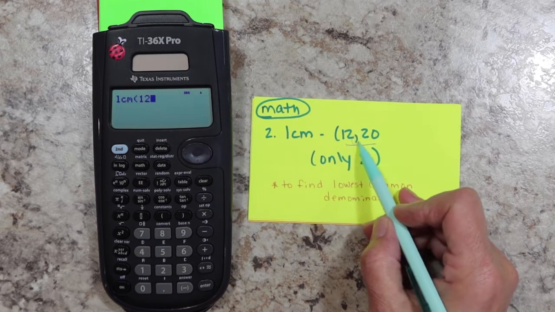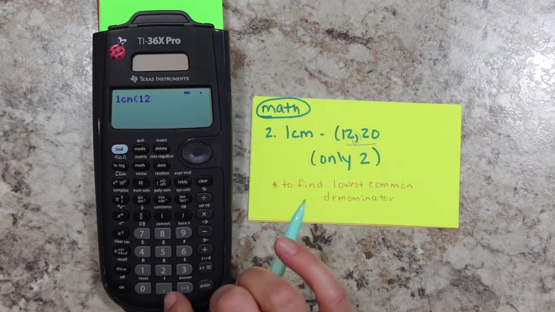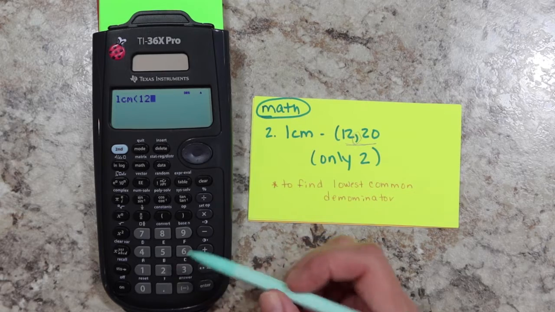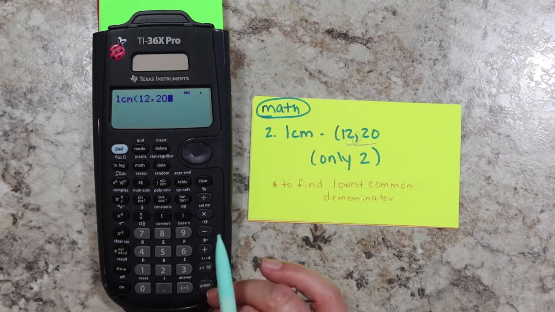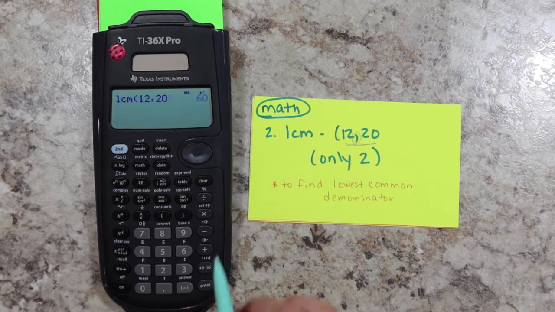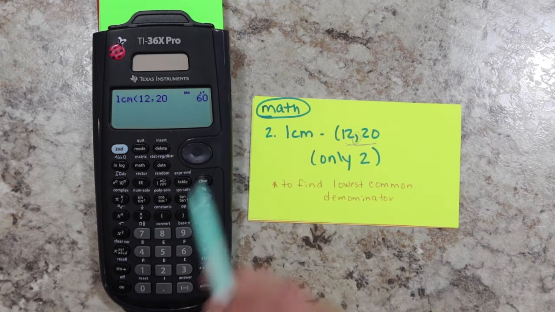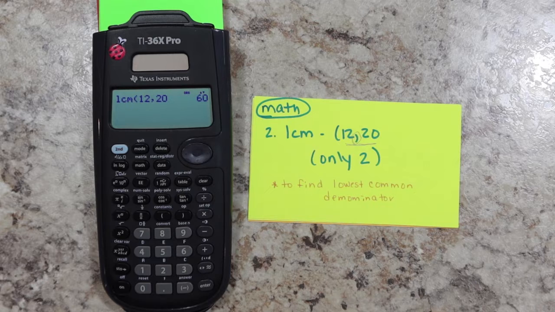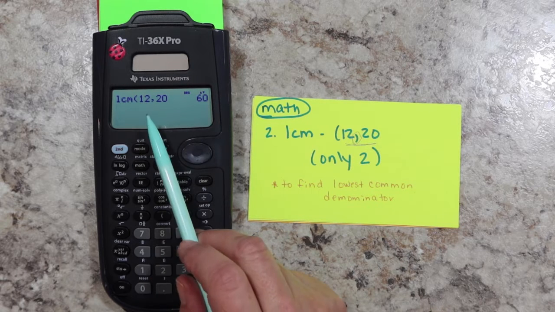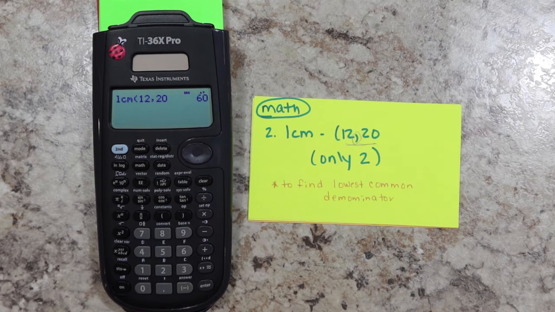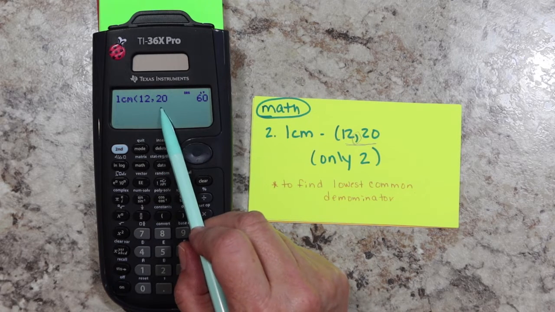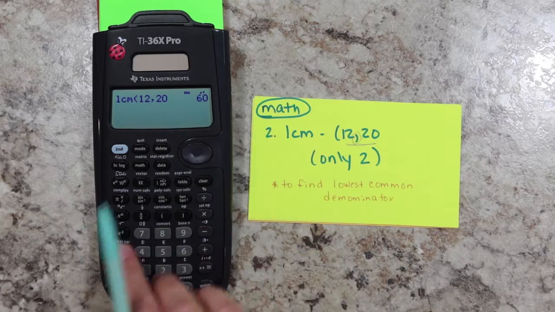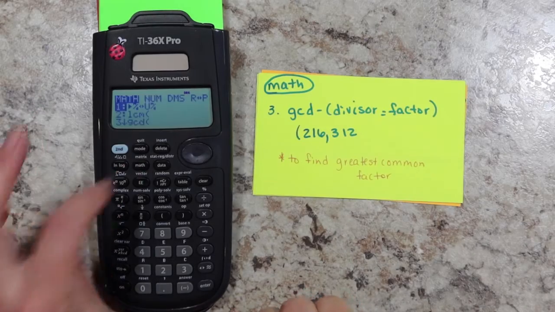Now you do need a comma in between them. Here's your comma right above your decimal. So hit second, comma, 20. And you don't have to close the parentheses. It'll be fine. And it shows you 60. So 60 is the smallest number that 12 and 20 would go into. So if you were trying to add fractions that had these as denominators, 60 would be the number that you're looking for. And let's hit math again.